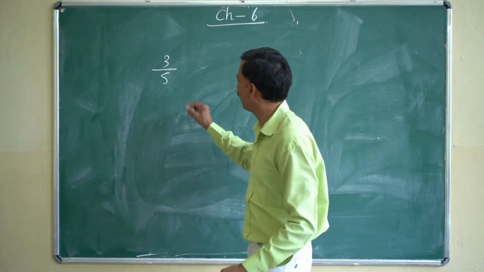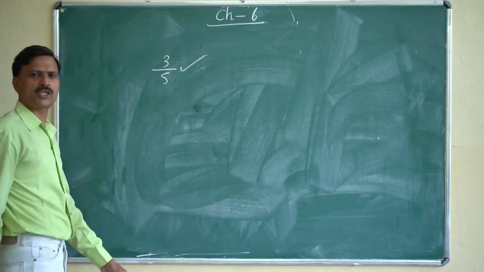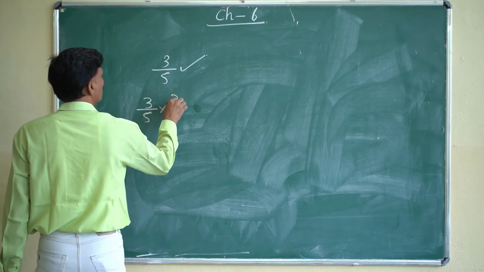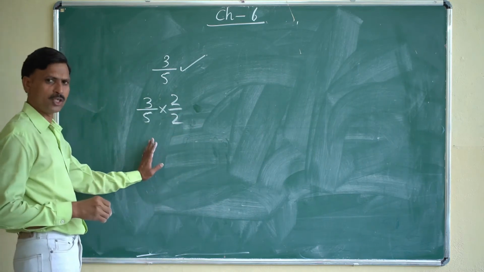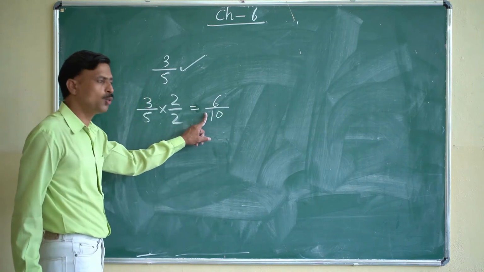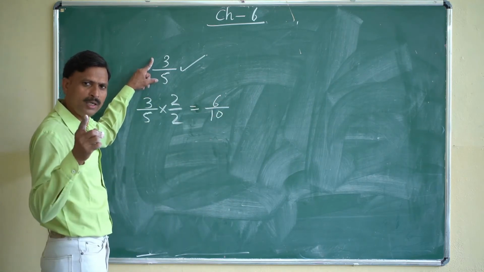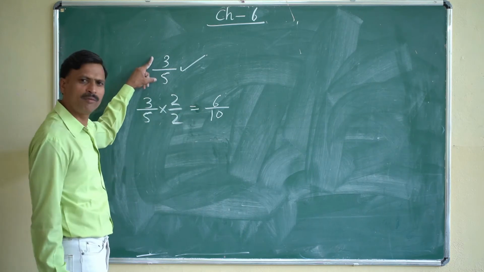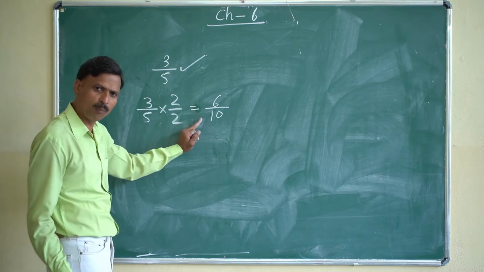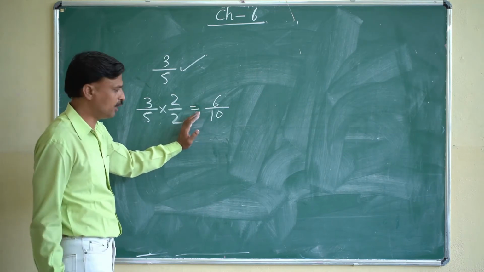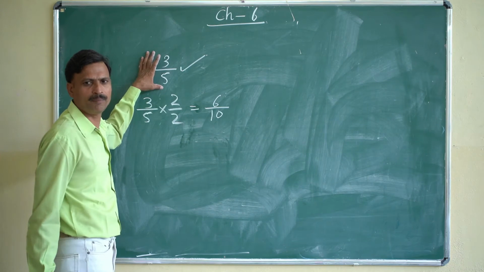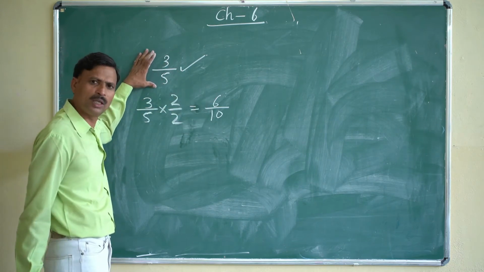Okay, suppose we want to find the equivalent fraction of 3 by 5. You can multiply by any number. I am taking 2 first. So you will get what? 6 by 10. So this 6 by 10 is an equivalent fraction of 3 by 5. Got it? Why? Because if you convert it to simplest form, dividing the numerator and denominator by the common number, you will get 3 by 5 again. So that's why 6 by 10 is equivalent to 3 by 5.